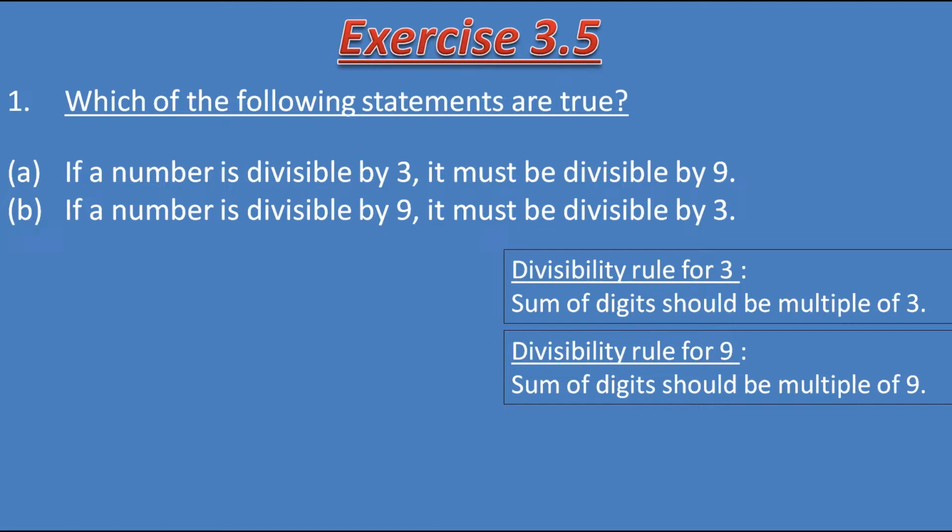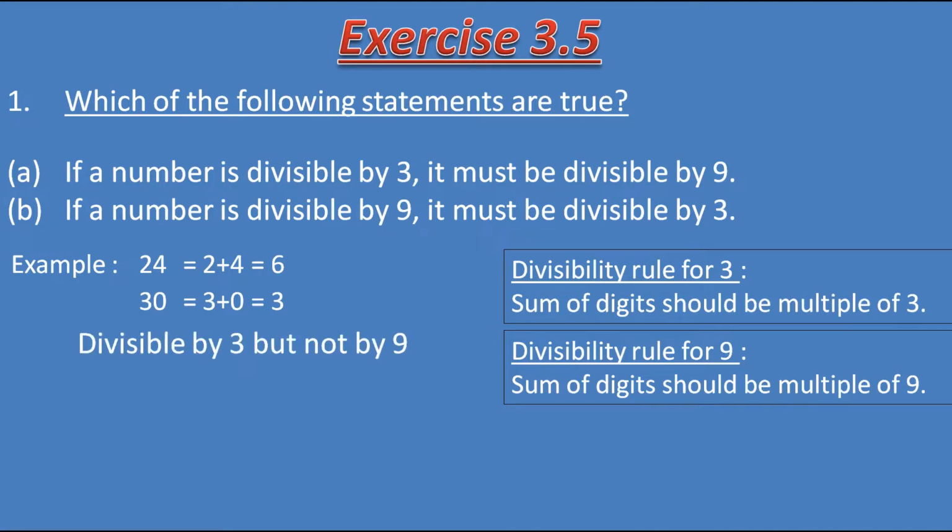So let's check these two statements with the help of examples. Here I am taking the number 24. As per the rule, we have to find the sum of the digits. So let's add these digits. We are getting the sum as 6, and 6 is a multiple of 3 but not a multiple of 9. Let's take one more example. Here I am taking the number 30, and the sum of its digits is 3, and 3 is a multiple of 3 but not a multiple of 9. So these two numbers are divisible by 3 but not by 9.